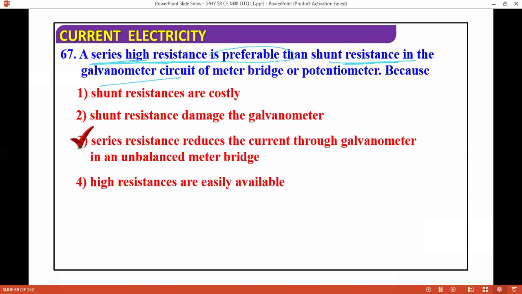The answer is that series resistance reduces the current to the galvanometer in an unbalanced meter bridge. So if we put some series high resistance, it reduces the current to the galvanometer in an unbalanced meter bridge. Okay, I think you know that. We are moving to the next question.